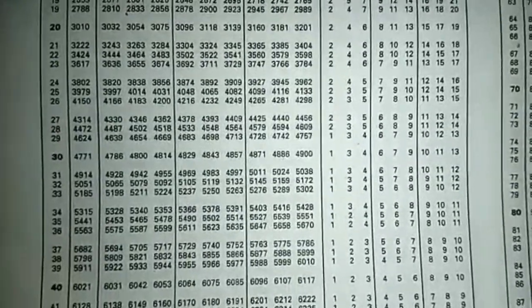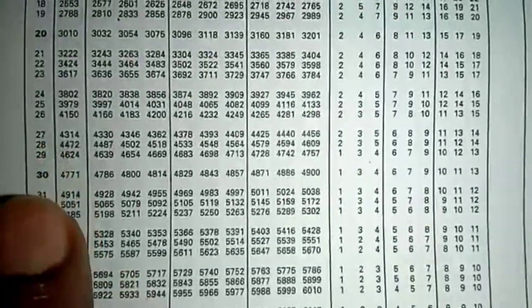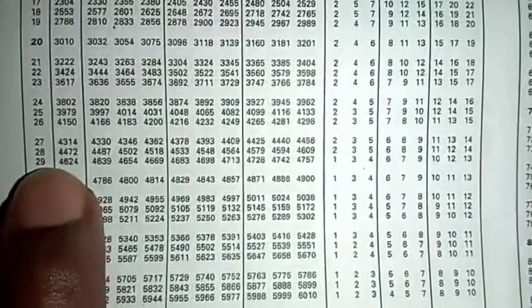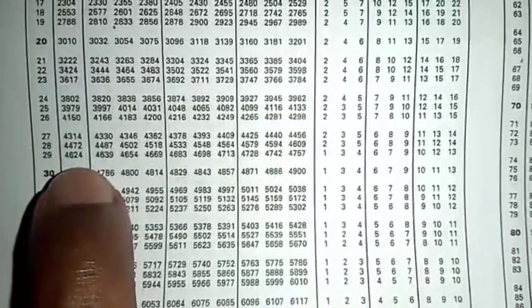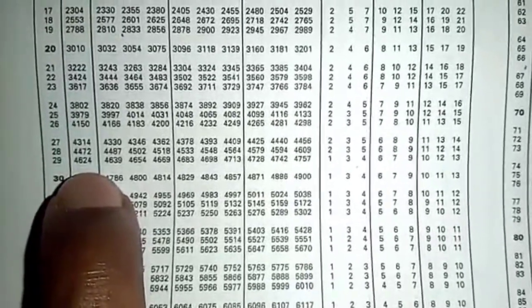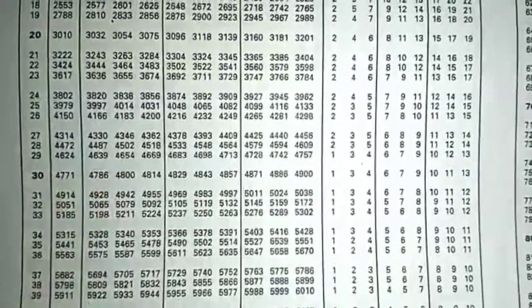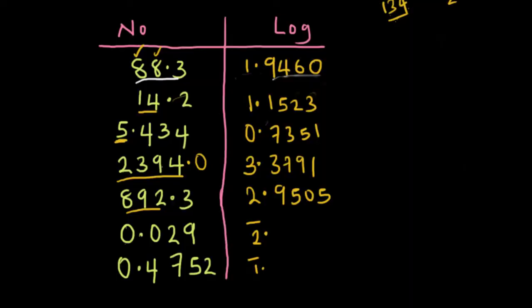So to find the fraction part for the logarithm of 0.029, all I need to do is 29 under 0. This 29 here. Can you see 29? Under 0 will give me 4624. Do you understand? So we have the logarithm of 0.029 is about 2.4624. Now let's do the last one.